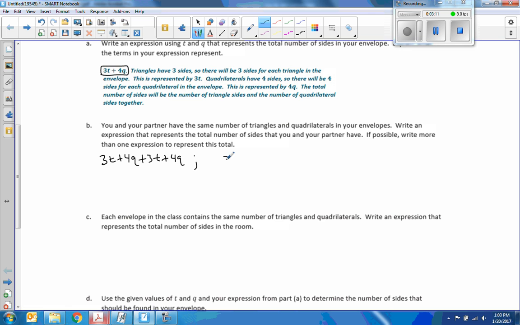Then I could say, well, we each had 3t plus 4q, and there's 2 of us. And then we can distribute that. And that would be 2 times 3t, which is 6t. 2 times 4q is 8q. Okay, if I added these up, we can also get 16.